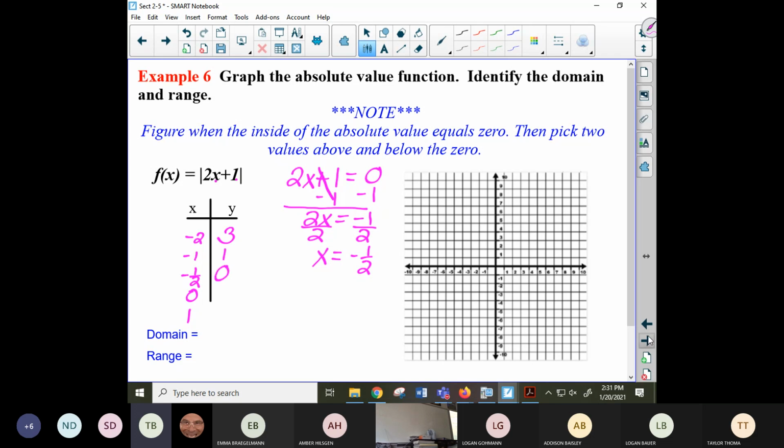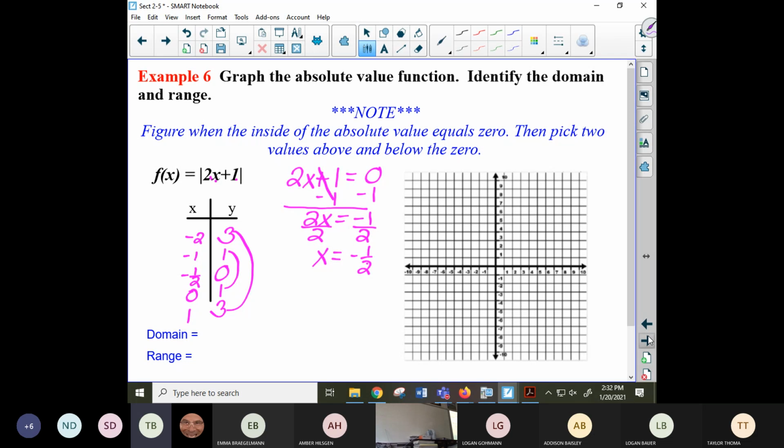And that we kind of knew because when we set this equal to 0, we got x equals -1/2. Now if I put 0 in here, 2 times 0 is 0, plus 1 is 1. Absolute value of 1 is 1. Then if I put 1 in here, 2 times 1 is 2, plus 1 is 3. And do you see how these 2 are equal and those 2 are equal? That's nice if you can figure out where your V vertex is and go the same distance on each side. That should happen.